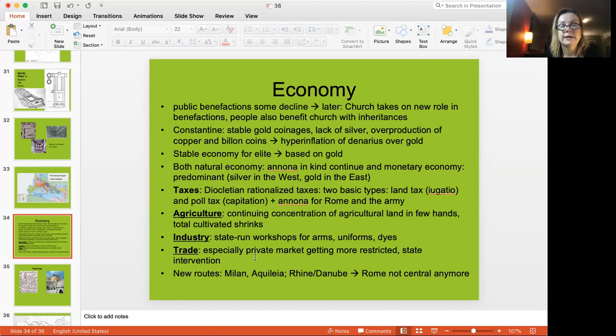And also in trade, there's quite a bit of state intervention. I think maybe the most interesting thing about trade to me in late antiquity is that the maps change. So if traditionally one would say all roads lead to Rome, that Rome would be the center where you can buy everything and where they have everything, now we see the development of new routes for trade. So Milan, Aquileia, Rhine-Danube. Rome is not central anymore. And part of the story, of course, has to do with a whole spatial transformation.